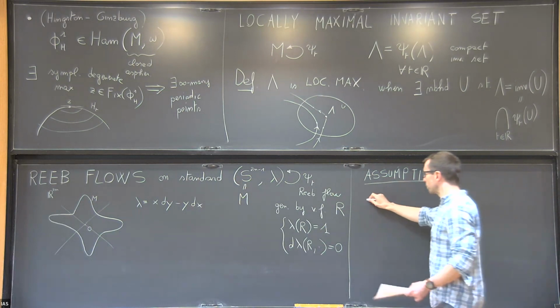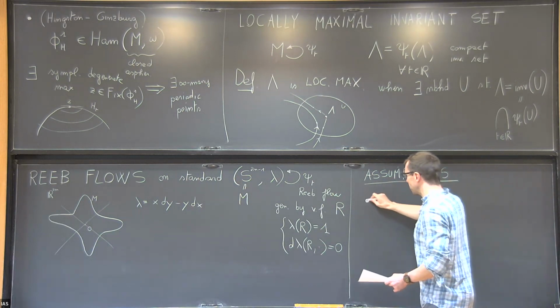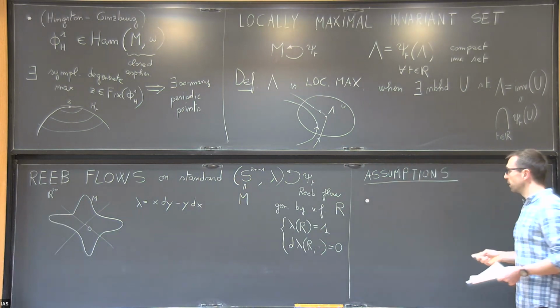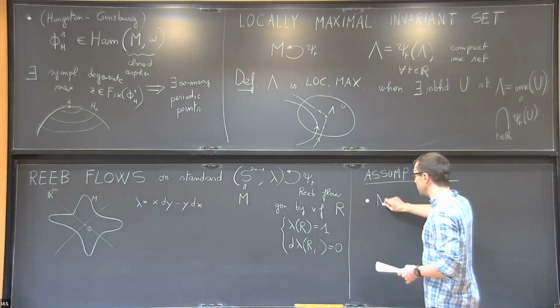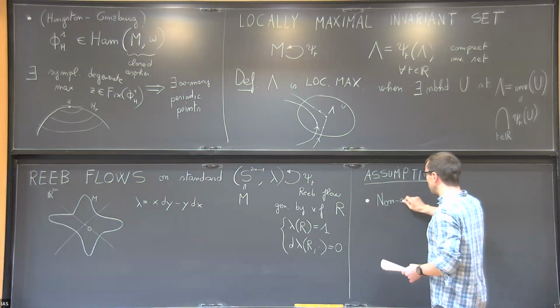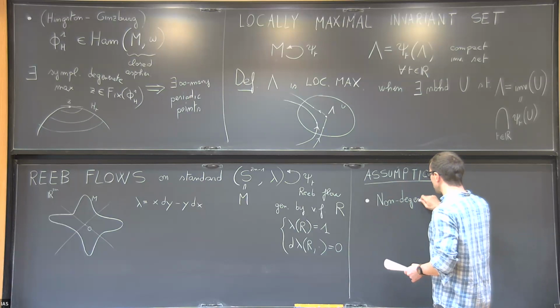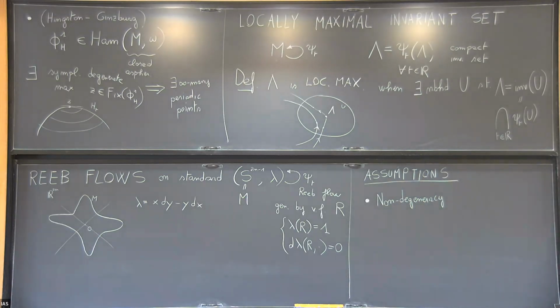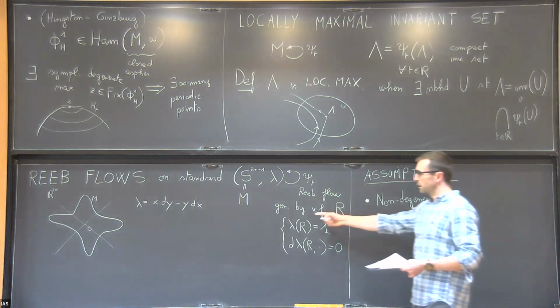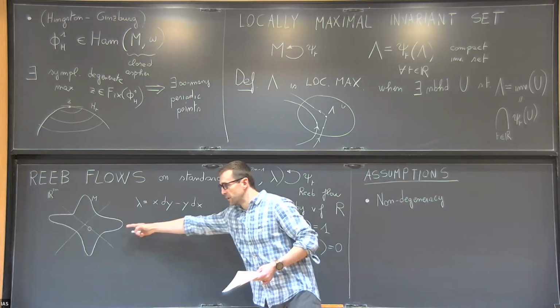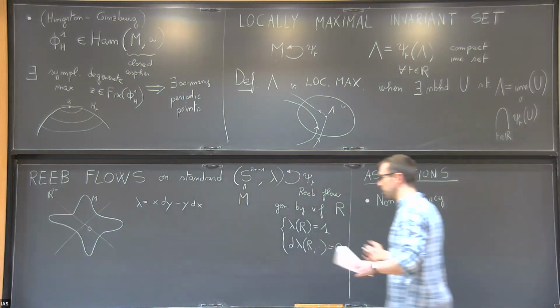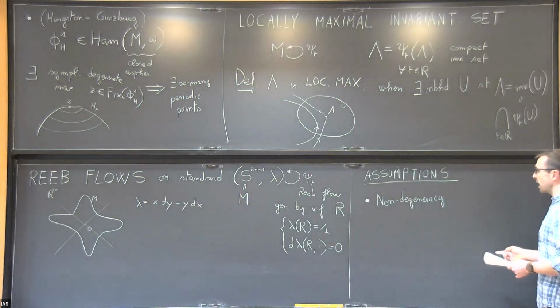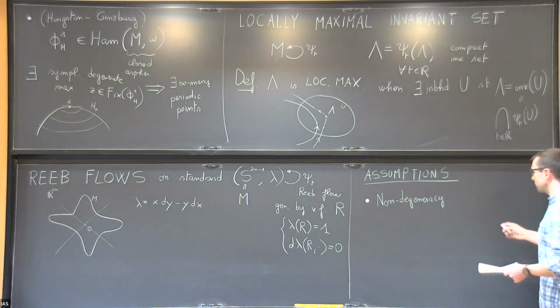So the first assumption, which I will make sometimes and sometimes not, is a common assumption in Reeb dynamics, non-degeneracy. I will not always need it. It's a condition that holds for an infinitely generic sphere like this. So you can wiggle the sphere and you have this non-degeneracy. And it means that the closed orbits are non-degenerate.